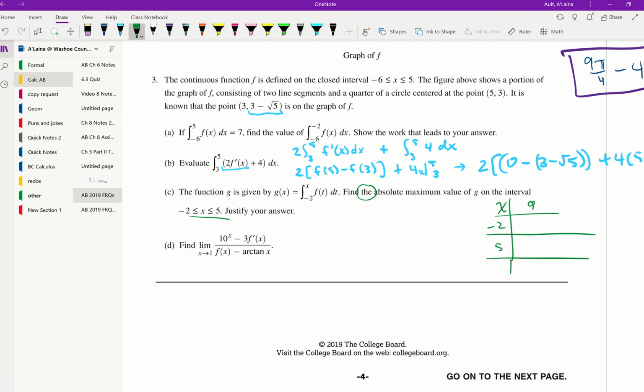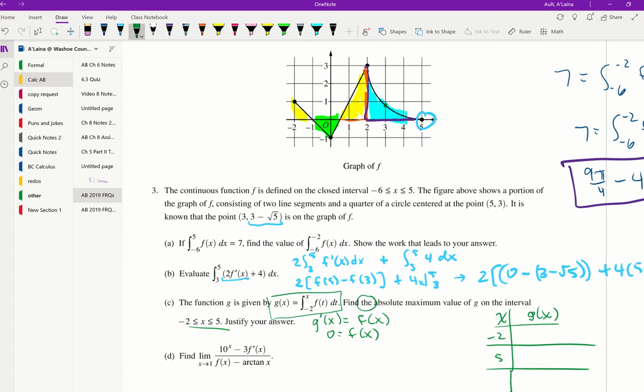and I need to figure out also where any critical values are. Well, critical values would be where the derivative is equal to 0. Well, if I take this equation and I take the derivative of both sides, I'd get g prime of x is equal to f of x. I use the second fundamental theorem right here. If I set that equal to 0, this is going to tell me where the critical values are.